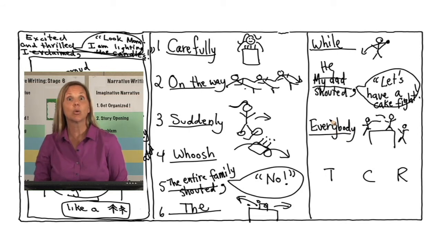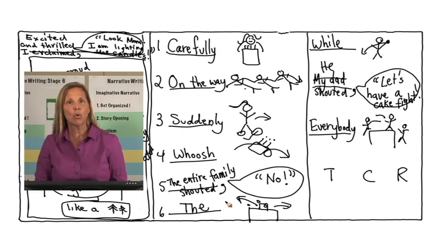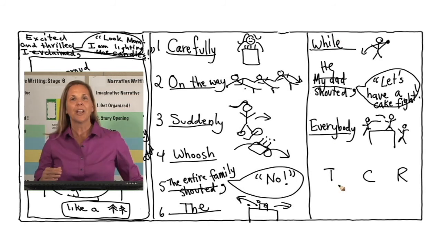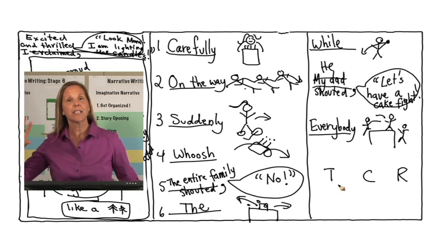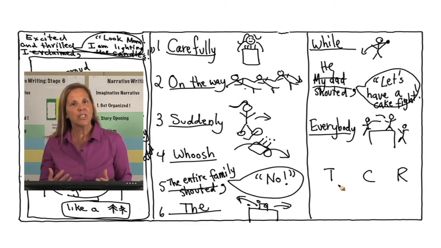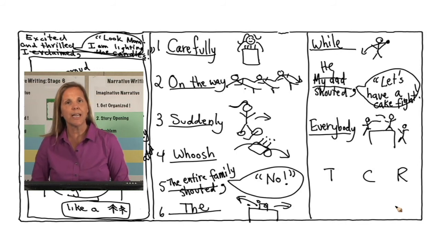Everybody started throwing cake. We have our beginning sentences for our Come Alive box, the middle of our story with actions and reactions. We have our ending. The last sentence is the reflection sentence, that last sentence to know that the story is over. I have the secret formula, TCR, in order to form this sentence.